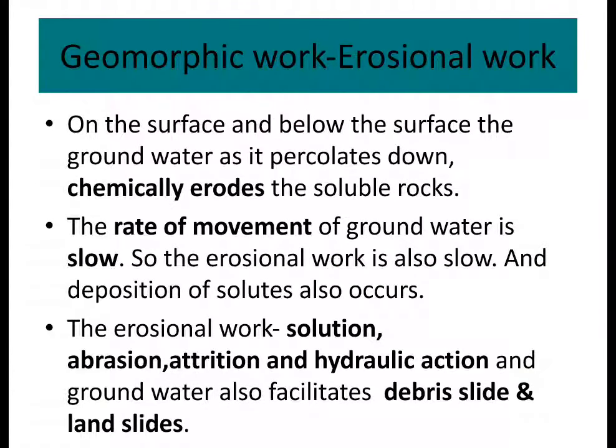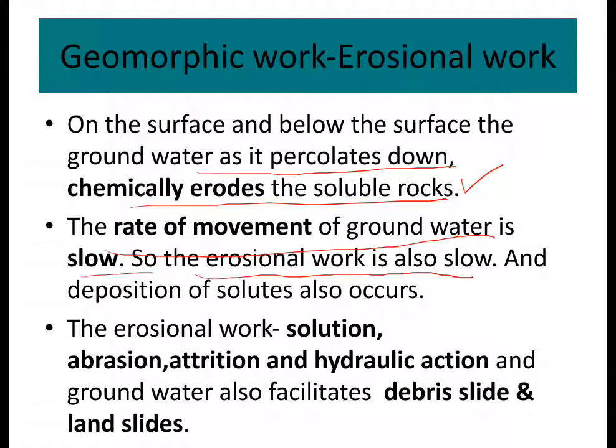Geomorphic work of groundwater. The first one is erosional work. Groundwater can do erosional work or depositional work. Let us see erosional work first. On the surface and below the surface, groundwater as it percolates down chemically erodes the soluble rocks. Chemical erosion is the main erosion which can happen through groundwater, that is, the dissolution of rock minerals. The rate of movement of groundwater is slow, so the erosional work is also very slow, and deposition of solids also occurs because of that. If the rate of movement is slow, then it can easily deposit the eroded materials.